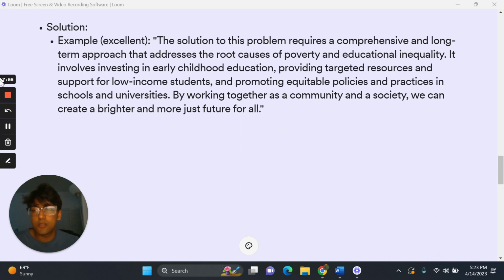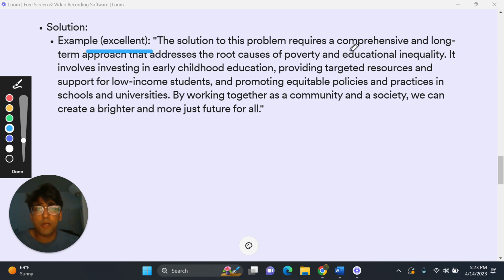Okay, let's look at the solution. So this is an excellent example of a solution. The solution to this problem requires a comprehensive and long-term approach that addresses the root causes of poverty and educational inequality.